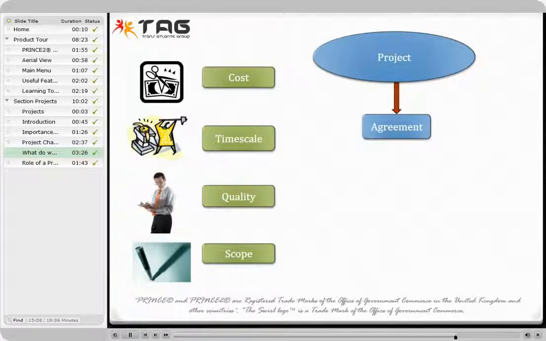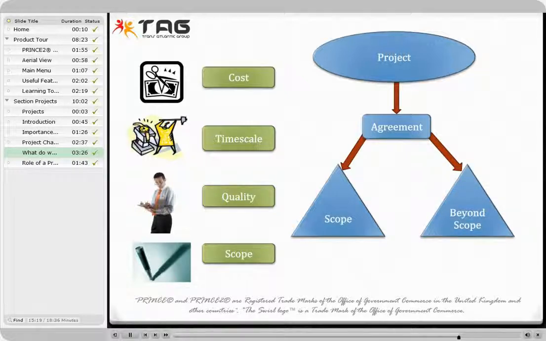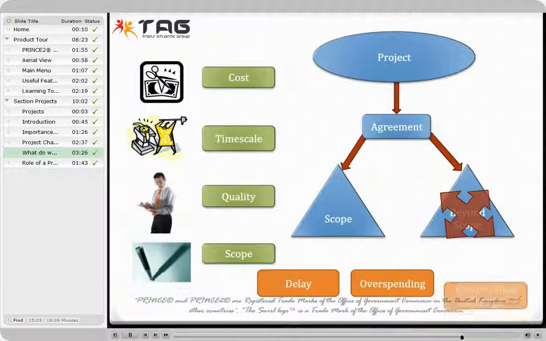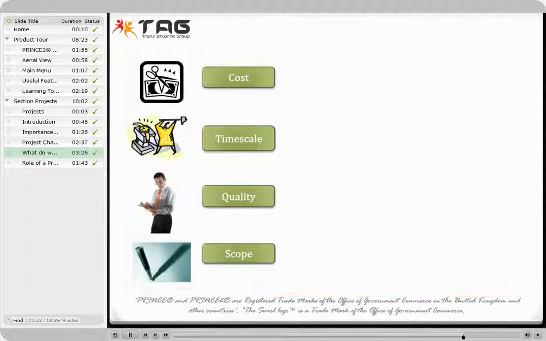There must be an agreement on the project scope, and the project manager needs to have a detailed understanding of what is and what is not within the scope. The project manager should take care not to deliver beyond the scope, as this is a common source of delays, overspending, and uncontrolled change known as scope creep.